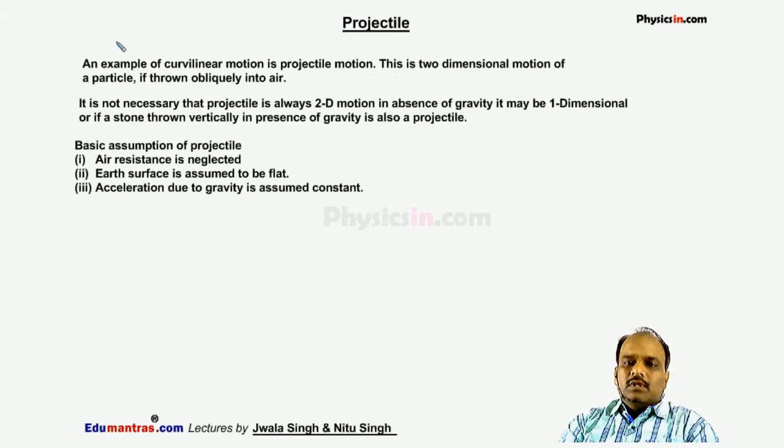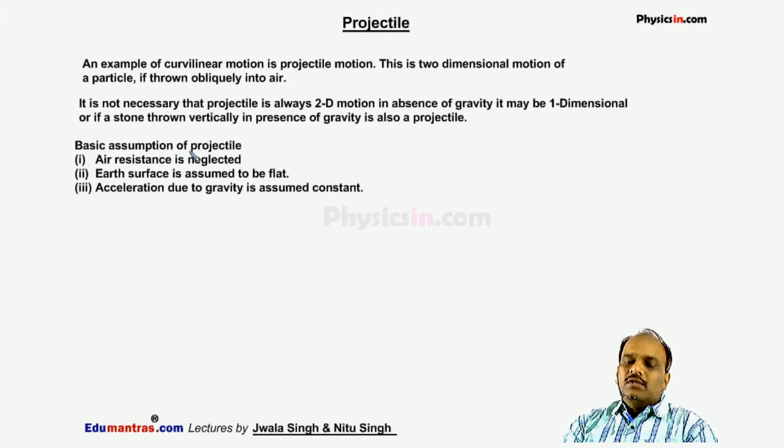Projectile. An example of curvilinear motion is projectile motion. This is two-dimensional motion of a particle if thrown obliquely into air. When we throw a particle at some angle, it moves in a two-dimensional motion. But it is not necessary that the projectile is always two-dimensional motion. In absence of gravity, it may be one-dimensional.